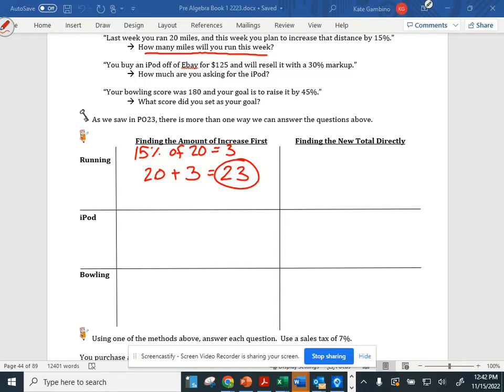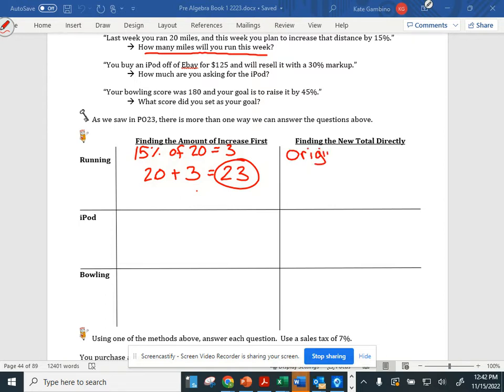Is this just another way of doing it? Yep, it's another way of finding it, but remember yesterday, it could be an easier way to find it once we understand it. So you could use finding the amount of the increase first, or we could do finding the new total directly. So to find that new total directly, we're going to use this little formula.